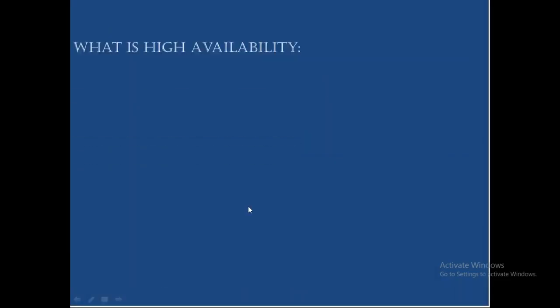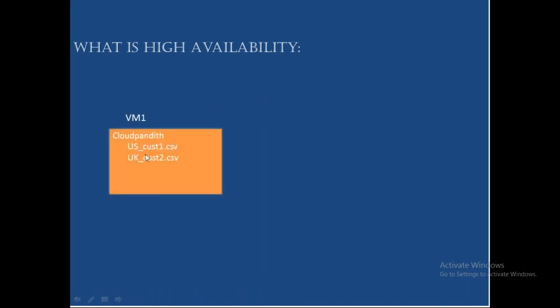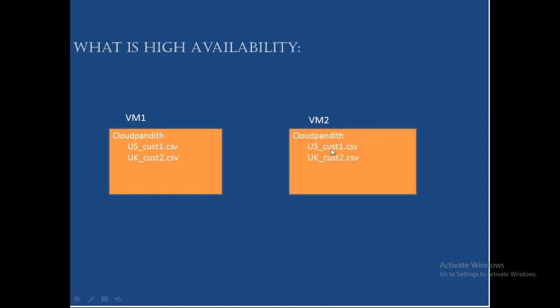Now we are going to talk about what high availability is. You see, we have a VM1. In this VM I have a file system. In that file system, there is a Cloud Pandit folder. Under the Cloud Pandit folder, you have US_cust1.csv and UK_cust2.csv. The same files I will also maintain in VM2: Cloud Pandit, US_cust1.csv, UK_cust2.csv. Okay, that is VM1.